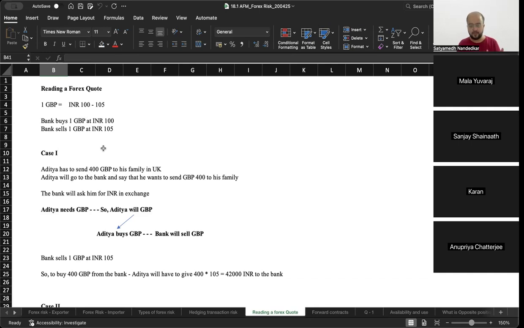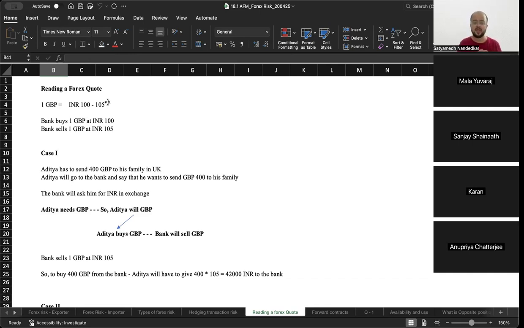Now, why do I always think about it from the bank's perspective? See, bank is a businessman at the end of the day. If it buys at a lower rate and sells at a higher rate, only then it will be able to make money, and only then the business model makes sense for the bank, which is why I prefer reading the Forex quote from the bank's point of view.